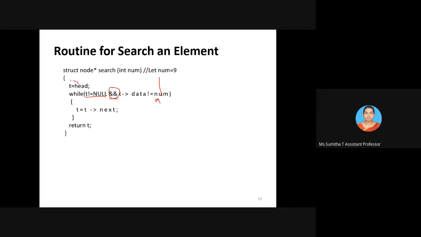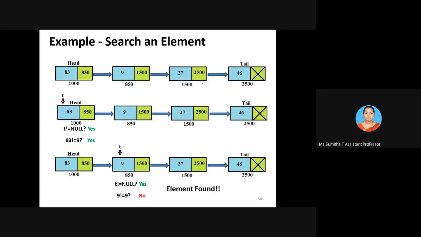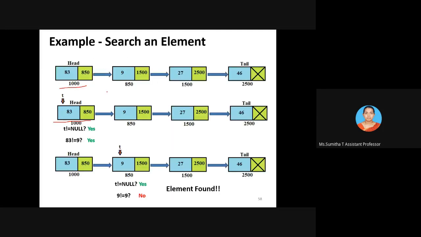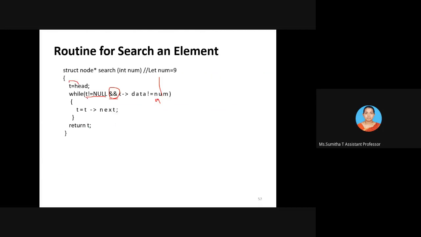Now the head is assigned to t, and I have to check t not equal to null. This is the linked list I'm having. Head is here, so I'm assigning t to head. That means the head node is assigned to the variable t. Now I'm checking t not equal to null. Particular t means the first node, which is not equal to null. So the condition is true. When t is equal to null, then it becomes false.